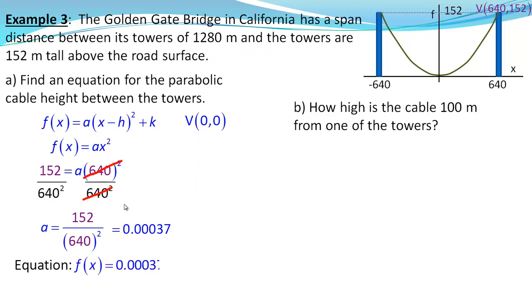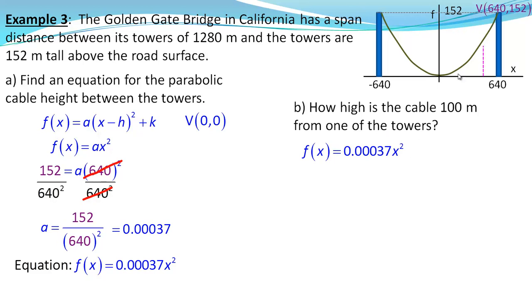So this is my equation then. I'll substitute that in place of a here. So f of x, or y if you want to call it, equals 0.00037 x squared. Now in B, we're asked, how high is the cable 100 meters from one of the towers? So 100 meters from here, how high is it? Or on this side, it should be the same. And keep in mind that this is not drawn to scale. Okay, so this is 640, that's 152. They kind of look like about the same thing on this. So it's not drawn to scale. But basically, this is what it looks like.